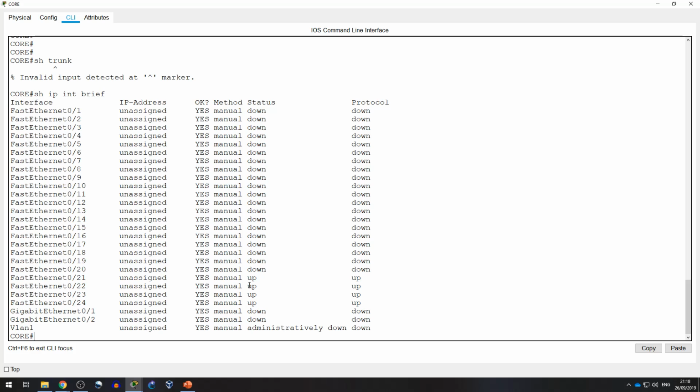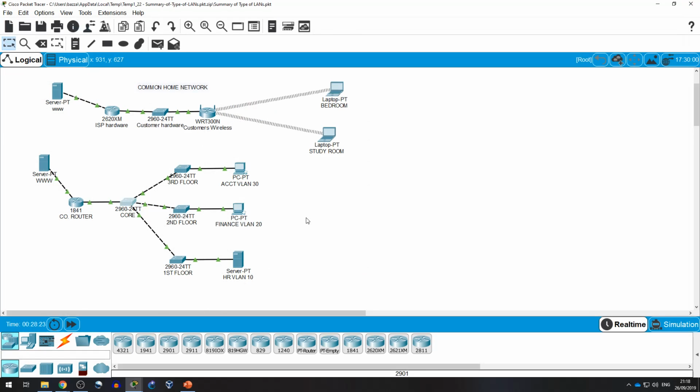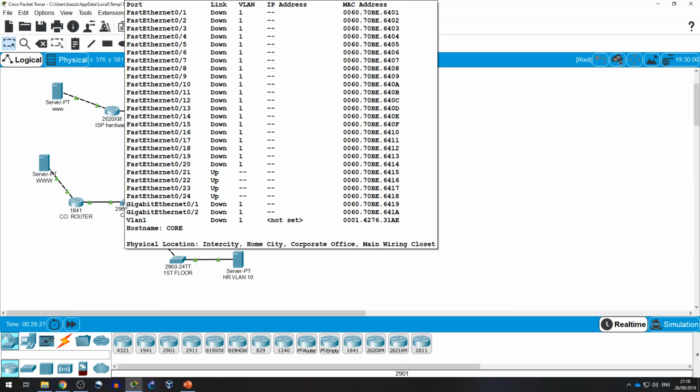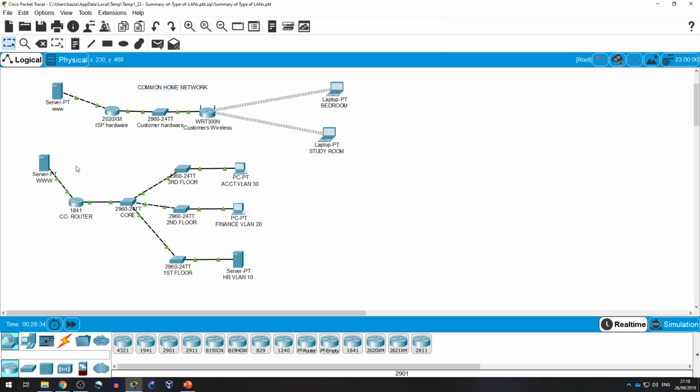So it's just saying that it's on. I have to remind myself of how to do the trunking thing. However, if I just hover over it, you'll see that FastEthernet 0/21 through to 24 all have double lines under VLAN. That just means they're set as trunk. So this one, and this one. All it means is that multiple communications can happen for multiple VLANs on that one cable. That's all it means.